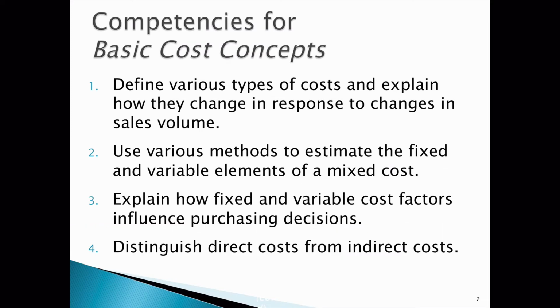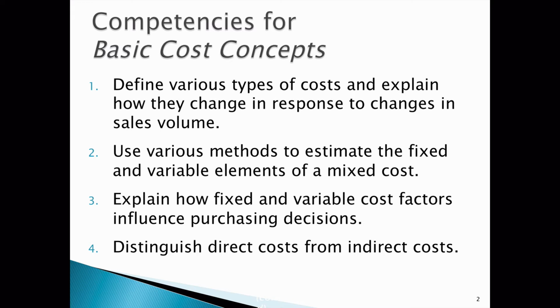I've got 6 competencies that we need to cover for this chapter. First one is define various types of costs and explaining how they change in response to changes in sales volume. And 2 shouldn't say use various methods. We're only going to use one method to estimate the fixed and variable elements of a mixed cost. We're going to identify various methods, but we're only going to use the 2-point high-low method.